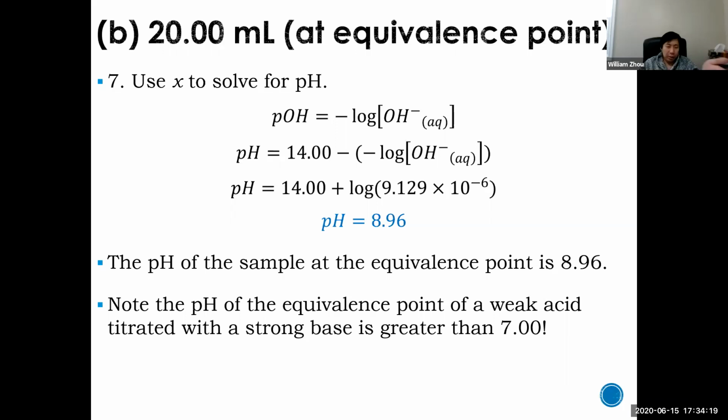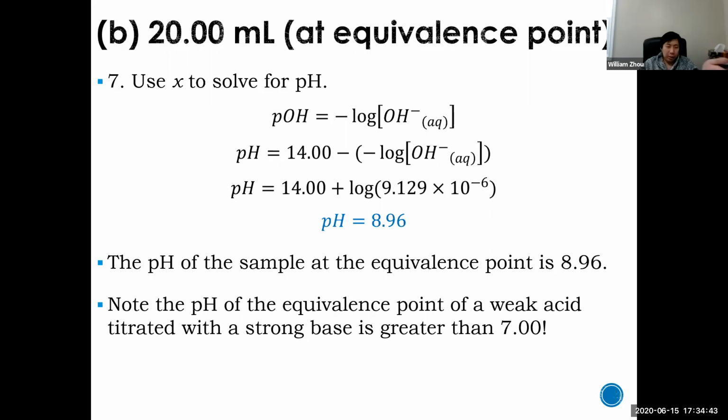Okay, now why is it basic? Well, because you have a weak acid. After you react all of those, you will become the conjugate base, and the conjugate base will accept protons from water to establish a new equilibrium, and that produces hydroxide. So thus the overall pH is basic. Okay, that is the explanation here.